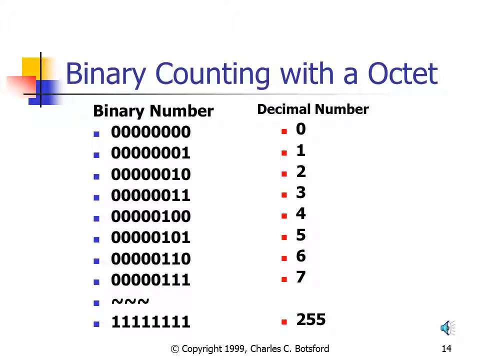Now, when we take a look at the first binary number in an octet, it's all zeros, and that converts to the decimal number 0. The last binary number is all ones, and that converts to a decimal number of 255. Now, remember when we take a look at an octet of binary numbers, it provides us with 256 possible addresses, the first address being the decimal number 0, and the last address being the decimal number 255.